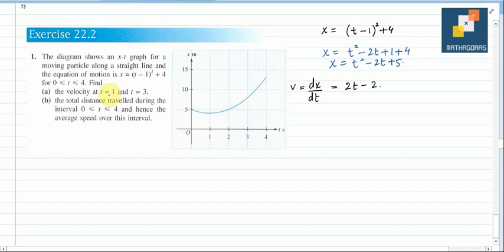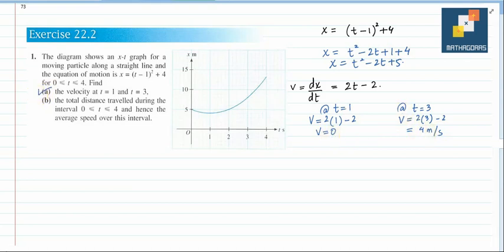We need to find the velocity at t equals 1 and at t equals 3. So at t equals 1, velocity equals 2 times 1 minus 2, so velocity is 0. Alright, and if you place the value of t as 3, velocity equals 2 times 3 minus 2. 2 threes are 6, 6 minus 2 is 4 meters per second. Alright, so for the first part we have two answers, that is 0 and 4 meters per second.